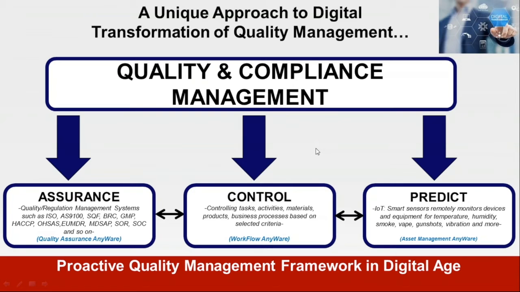So these three pillars, I would say, assurance, control, and predict, keep your organization together to comply with the quality management system, and you can actually comply digitally. Here, the assurance piece is the piece that actually keeps everything together, in a way that it is the quality management system in place, and control and predict follow accordingly.